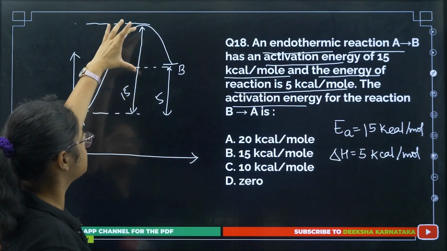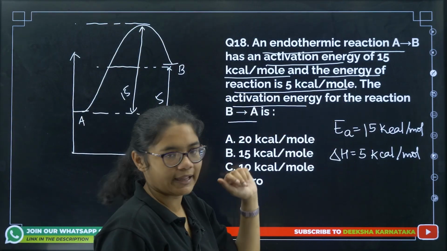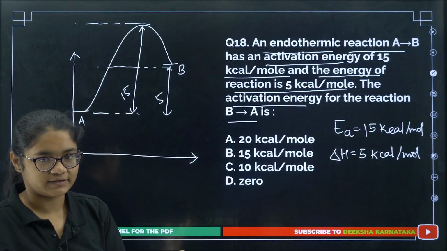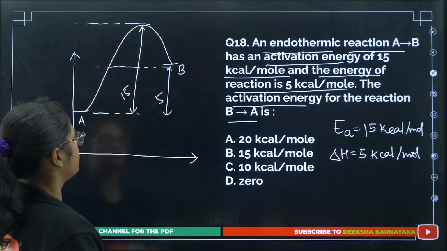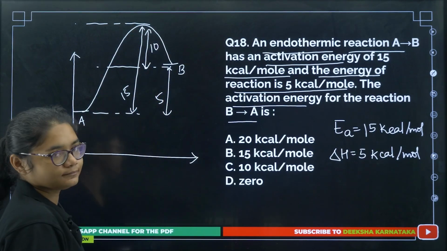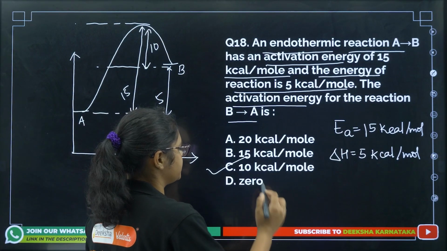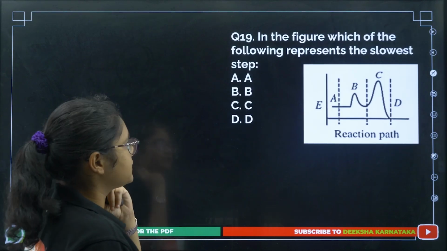Now the question asks for the activation energy for the reaction B to A. Going from B to A, what is the activation energy required? You can see the total is 15 and this is 5, so the value for B to A will be 10. The correct answer for this question will be 10, that is option number C. Fine. Now coming to question number 19.